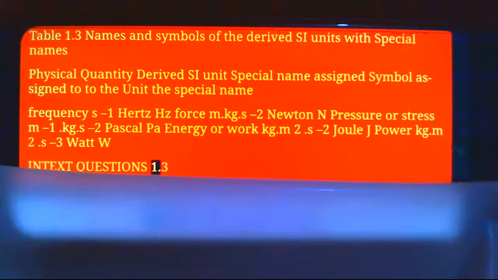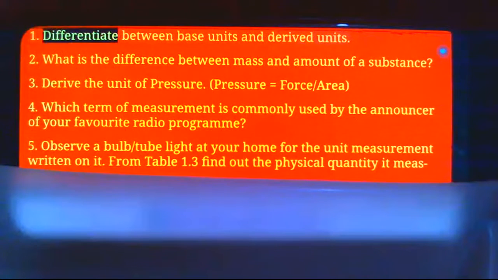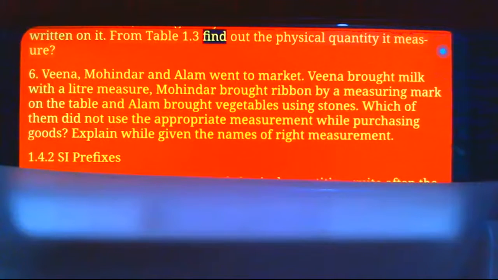In-text questions 1.3. 1. Differentiate between base units and derived units. 2. What is the difference between mass and amount of a substance? 3. Derive the unit of pressure. Pressure equals force per area. 4. Which term of measurement is commonly used by the announcer of your favorite radio program? 5. Observe a bulb or tube light at your home for the unit of measurement written on it. From Table 1.3, find out the physical quantity it measures.